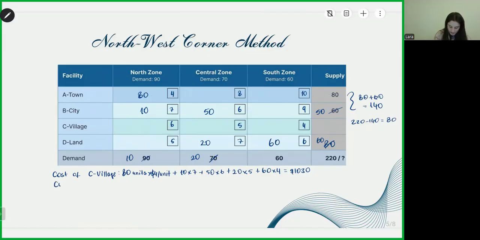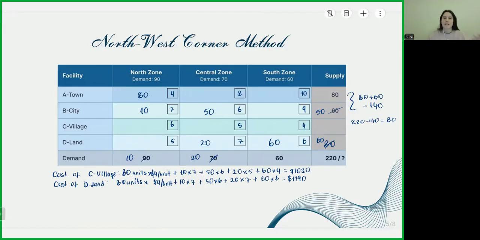Okay, so the cost of the land. We're going to do the same things. So 80 units, again, times $4 per unit, plus, and then we do that for all of them. So 10 times 7, plus 50 times 6, plus 20 times 7, plus 60 times 6. So actually you can already see that this is going to cost a lot more, and it's going to cost us $1,190. So if we look at the northwest corner method, the cost of C village is less than D land.